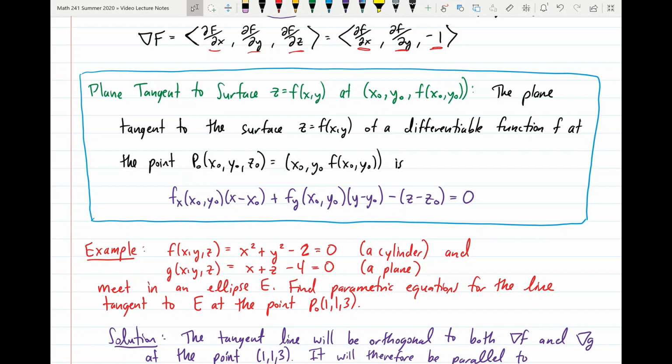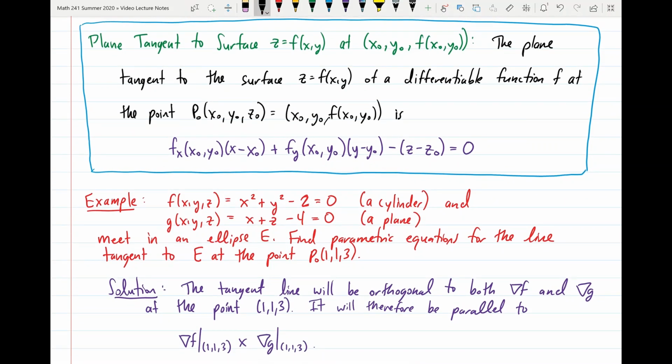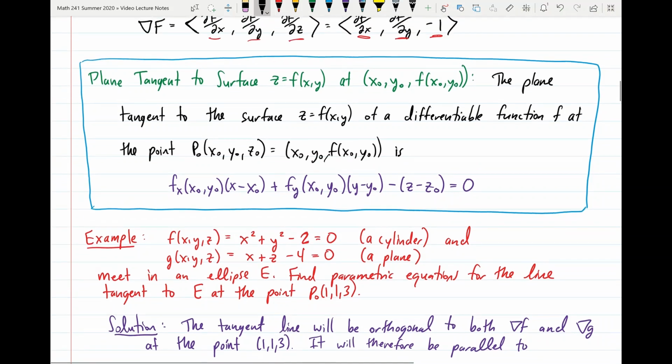Okay, and this allows us to develop an equation for the plane tangent to the surface z equals f of x, y at the point x naught, y naught, f of x naught, y naught. So the plane tangent to the surface z equals f of x, y of a differentiable function f at the point P naught, x naught, y naught, z naught, which in this case is the point x naught, y naught, f of x naught, y naught, is given by partial x at x naught, y naught times x minus x naught, plus partial y at x naught, y naught times y minus y naught, minus z minus z naught, is all equal to 0. So nothing too foreign is happening here.